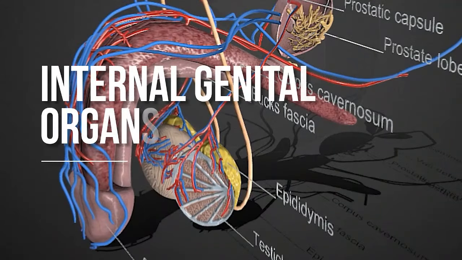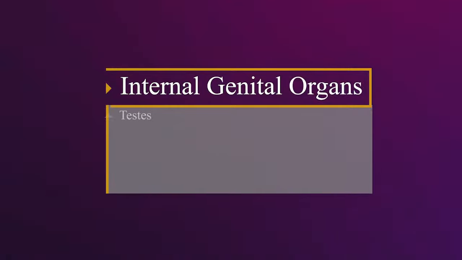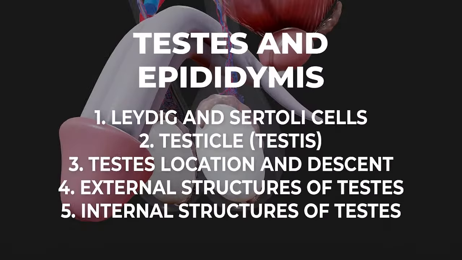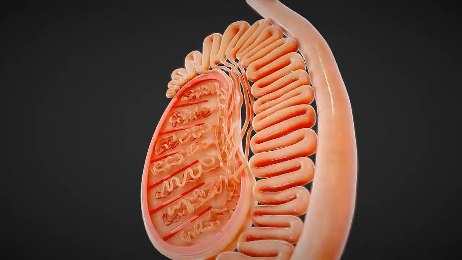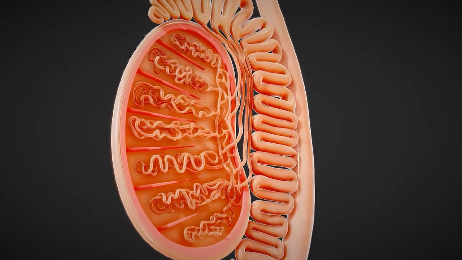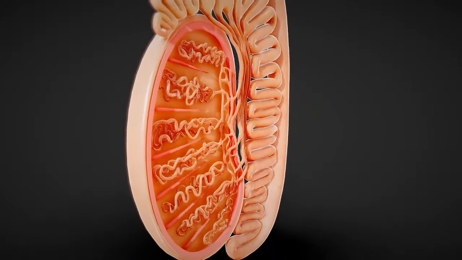Internal genital organs. Internal organs consist of testes, ductus deferens, seminal gland, prostate, bulbourethral glands, and male urethra. Testes and epididymis. Here is a detailed explanation of testes, Leydig and Sertoli cells. Leydig cells, located between seminiferous tubules, are responsible for the production of testosterone, the main male sex hormone.